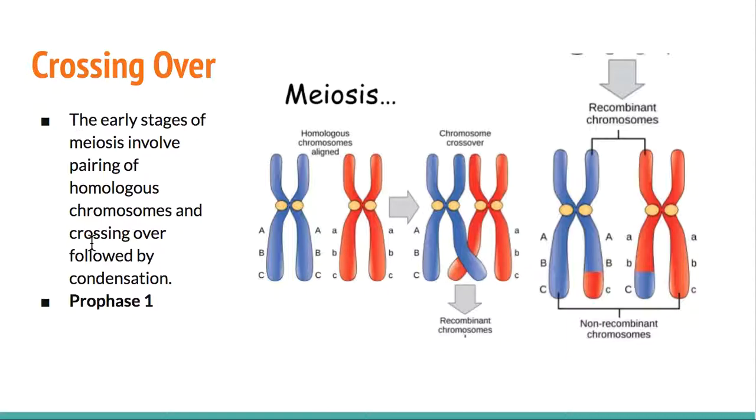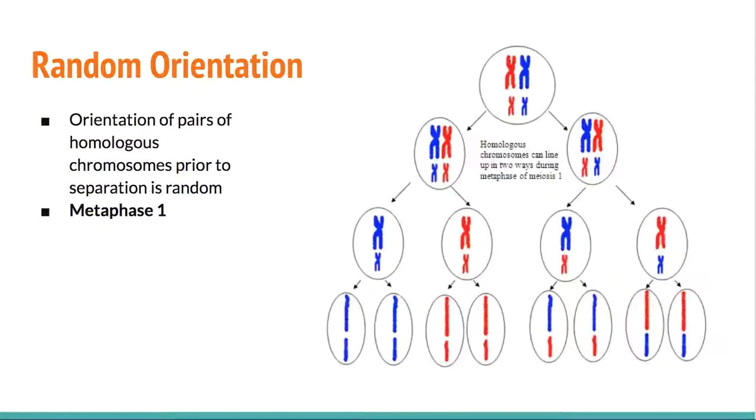As you can see in the diagram, the homologous chromosomes are aligned. However, the blue and the red are now crossing over, and this produces recombinant chromosomes, which are seen in the third part of the picture. There are also non-recombinant chromosomes which occur, which do not promote genetic variation.